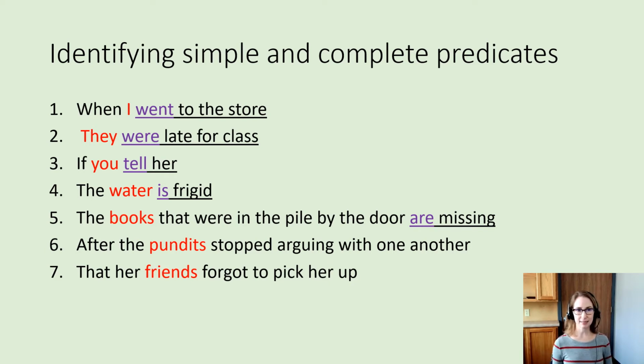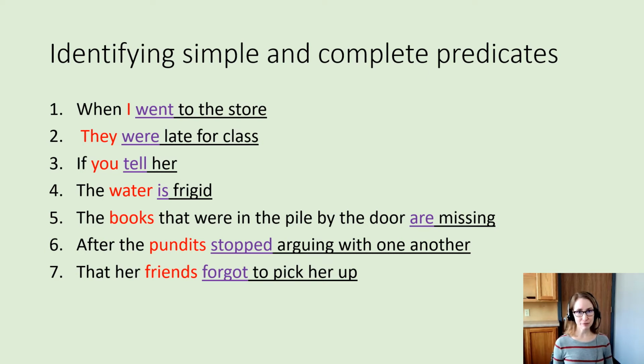And number 6, after the pundits stopped arguing with one another, we've got stopped as our simple predicate and stopped arguing with one another as the complete one. And number 7, that her friends forgot to pick her up, we've got forgot, and then forgot to pick her up as our complete predicate.